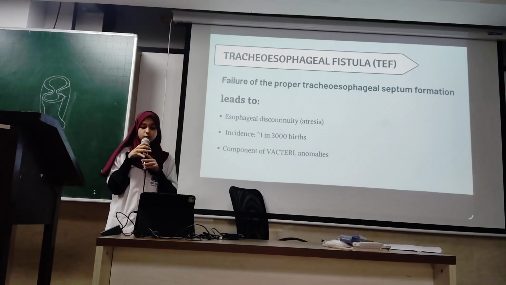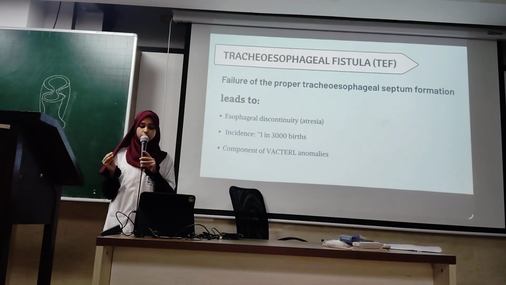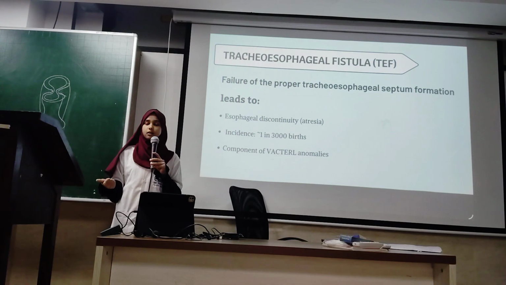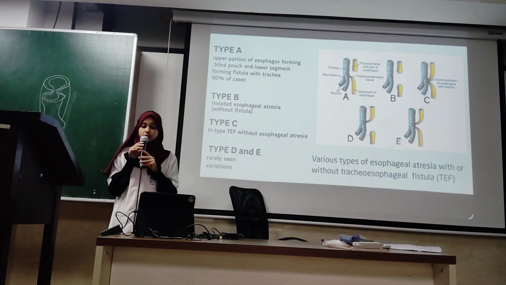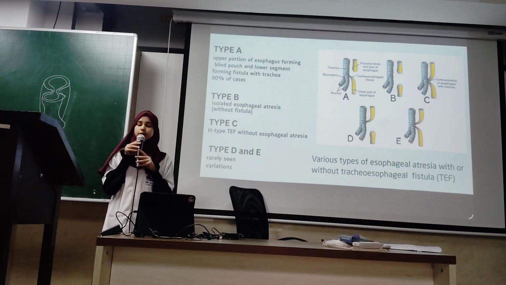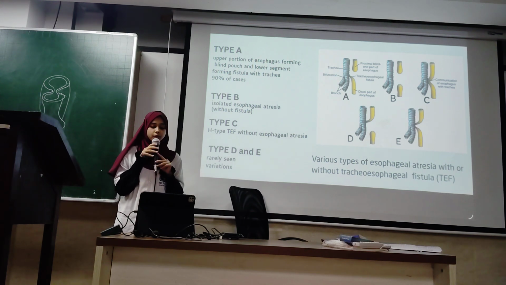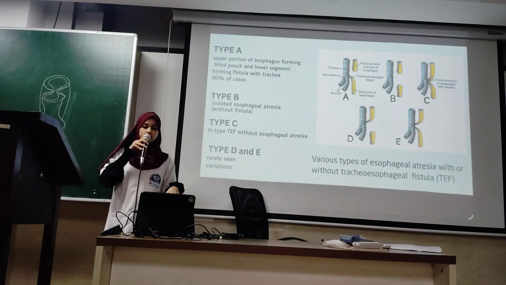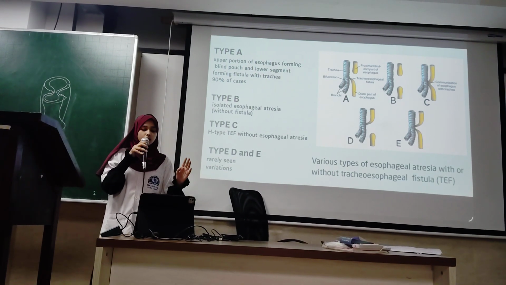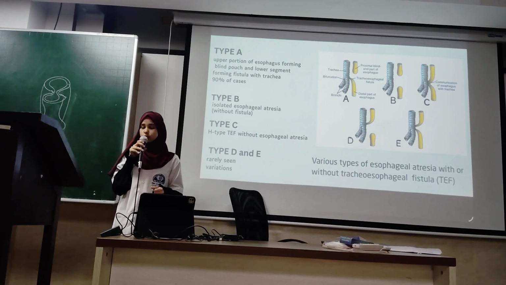Incidence is 1 in 3000 births, and it is also a component of VACTERL anomalies. VACTERL anomalies are a group of anomalies which are vertebral, anal, cardiac, tracheal, esophageal, renal, and limb anomalies. There are various types of esophageal atresia, with or without tracheoesophageal fistula. First is type A, where the upper portion of the esophagus forms a blind pouch and the lower portion of the esophagus connects with the trachea, forming a tracheoesophageal fistula. This occurs in 90% of cases.